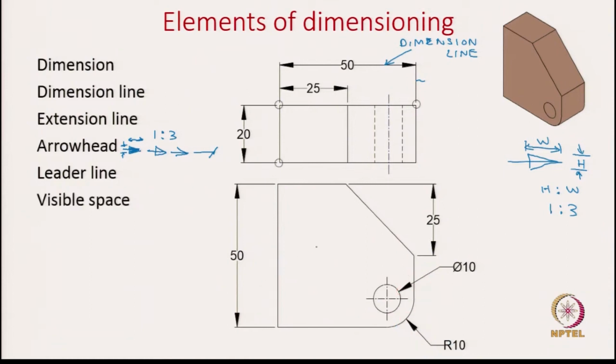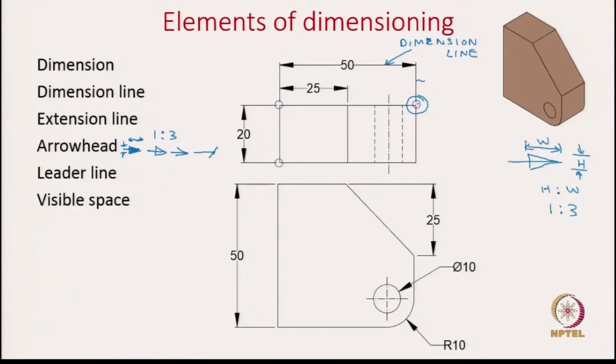And lastly, the visible space. If you look closely here, you see that there is a space you need to leave between the object and the extension lines. You cannot join them together, because once you join them, you create unnecessary confusion about what is the object and what is the extension line. Once you leave this space, it helps you focus on the object, and you know clearly without ambiguity what is an extension line. Okay. So, these are the different elements of dimensioning.